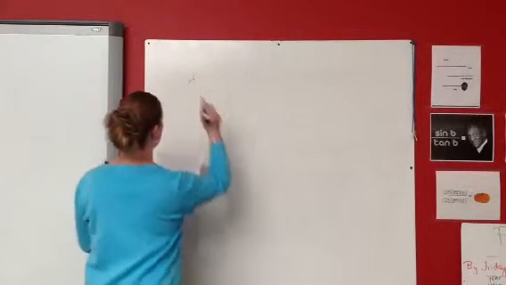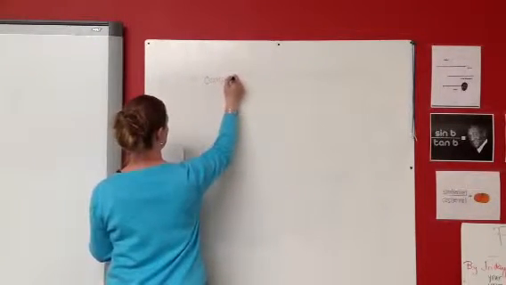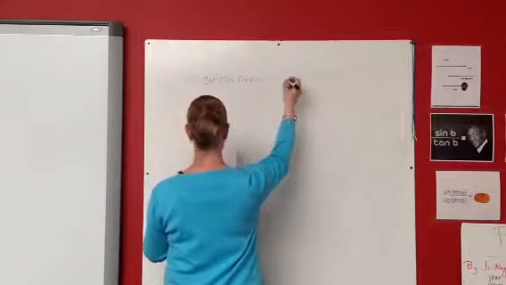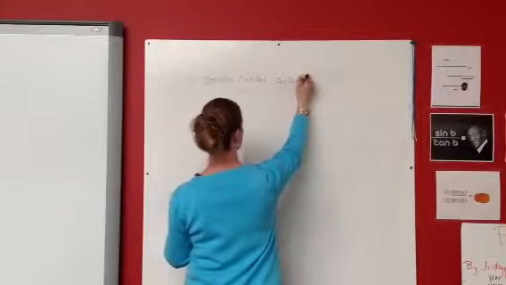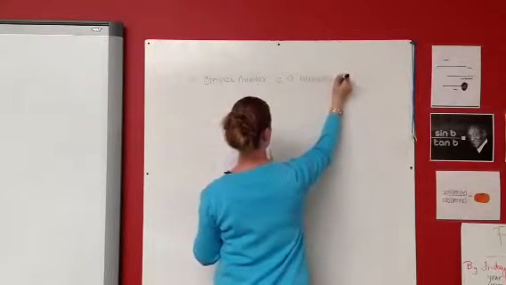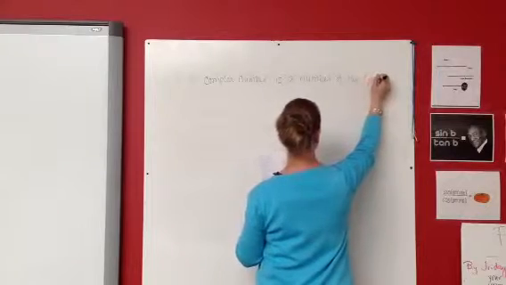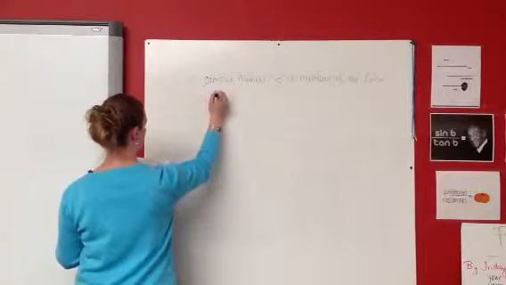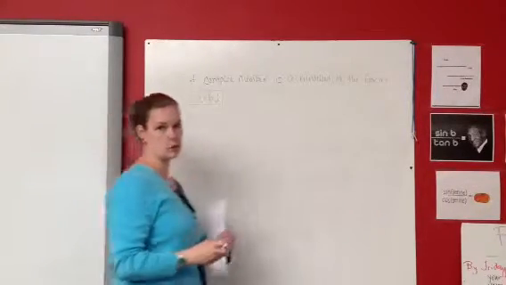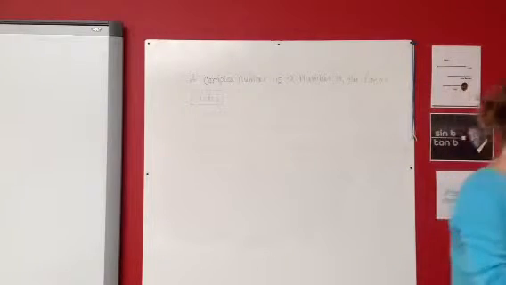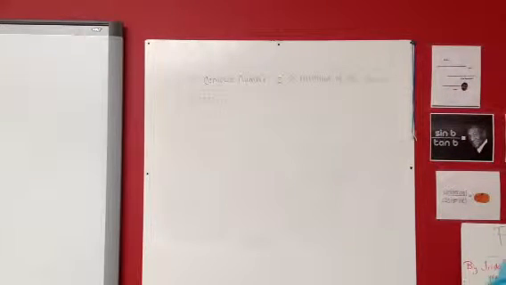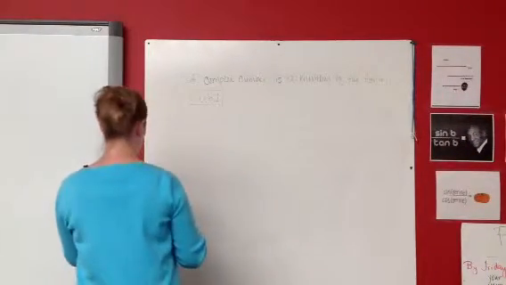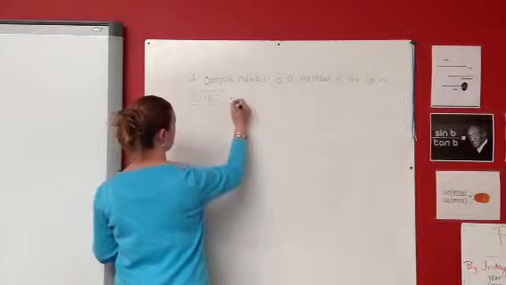Okay, a complex number is a number of the form a + bi. This form is pretty important, and what I need you to notice is that there are two parts to the number. Okay? First of all, a and b are real numbers.